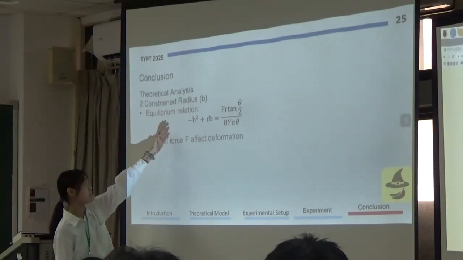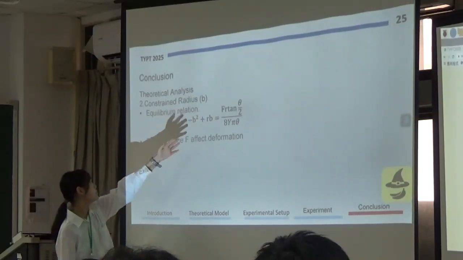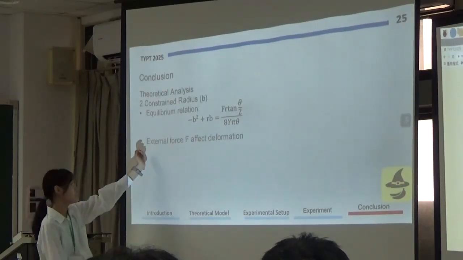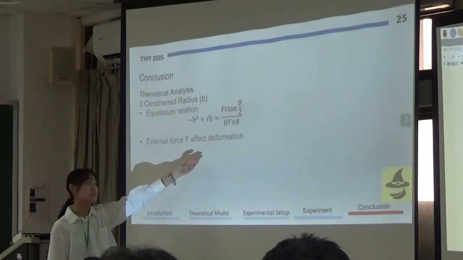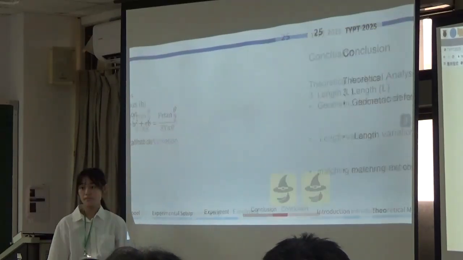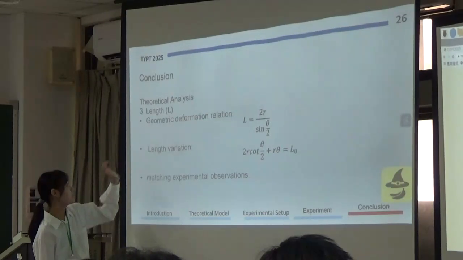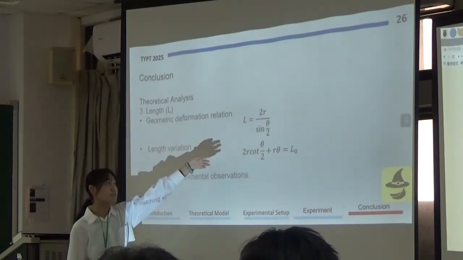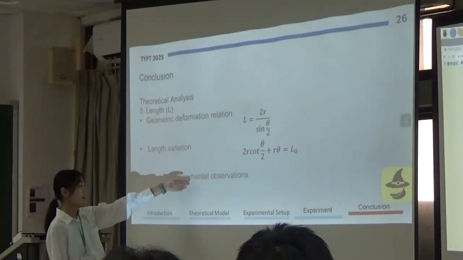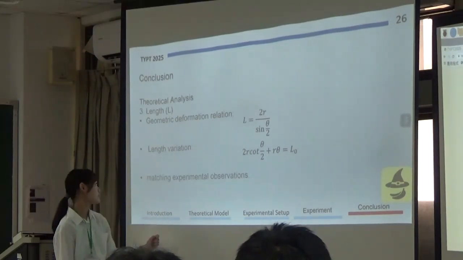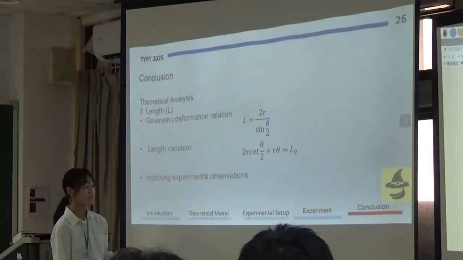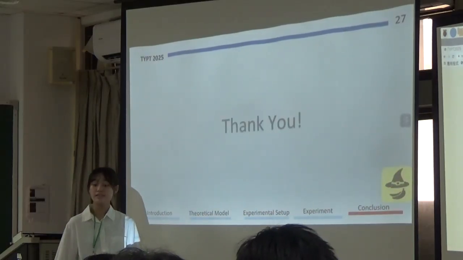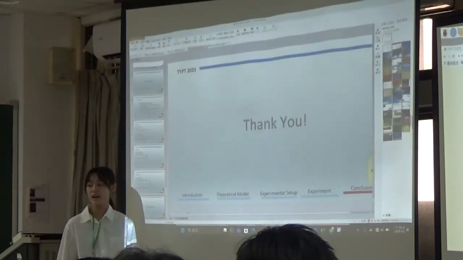So the constraint radius Y equilibrium relation will be this, and external force affects deformation. So the length, the geometric deformation relation will be this, and the length variation will be this. Matching experimental observations. So this is the end of our report.